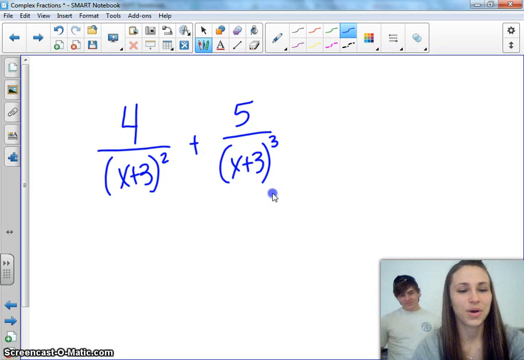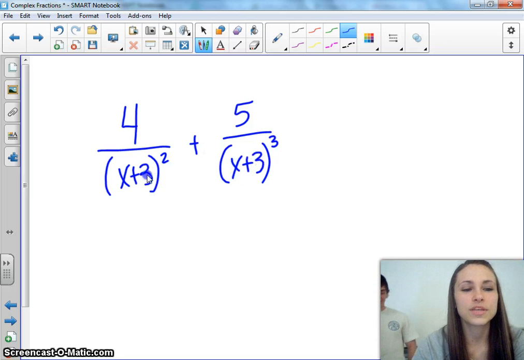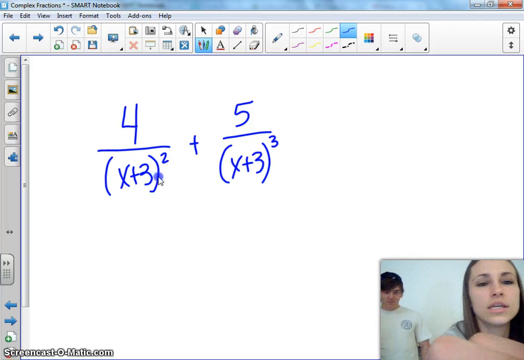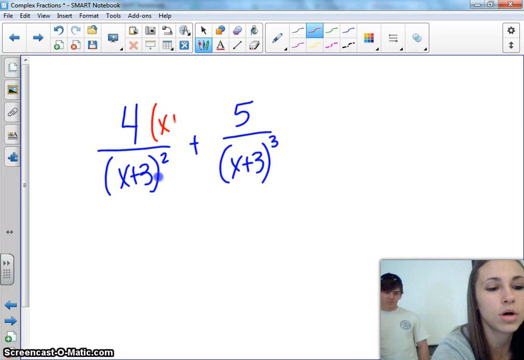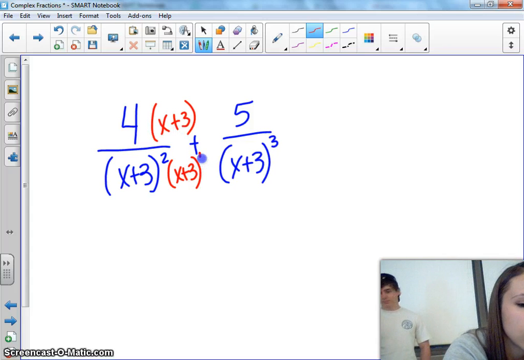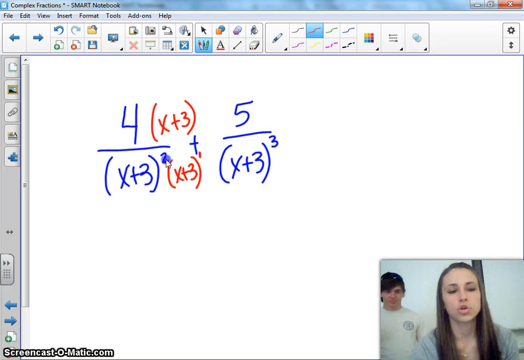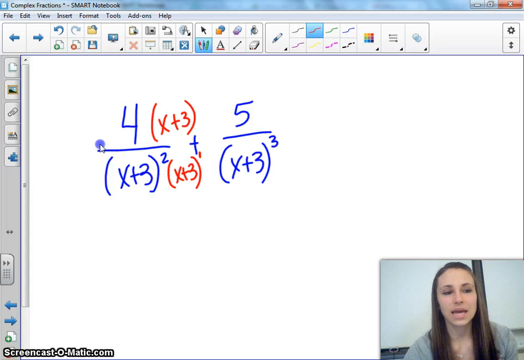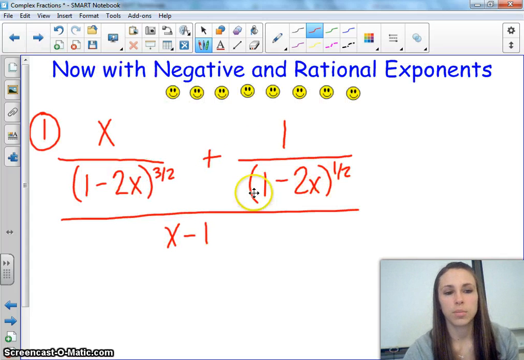Okay, so if I want these denominators to be the same, I would need to multiply the top and the bottom of the left fraction by an x plus 3. Because if this is like a 1 as the exponent, 2 plus 1 would give me 3 of the x plus 3's in the bottom, and then these would match. So that's the exact same thing that we're going to do in this problem right here.